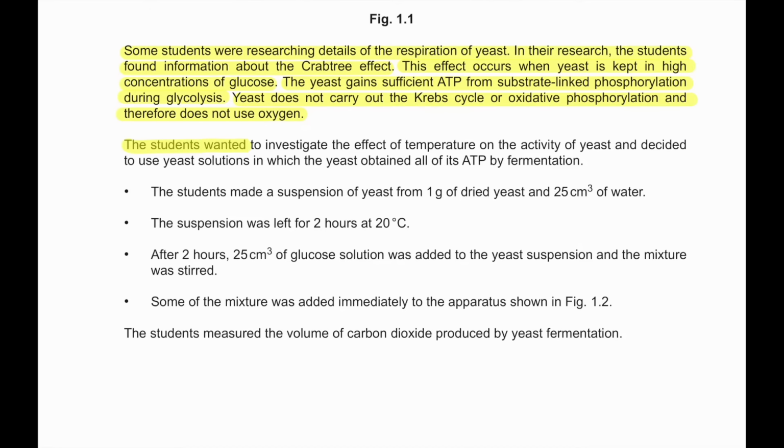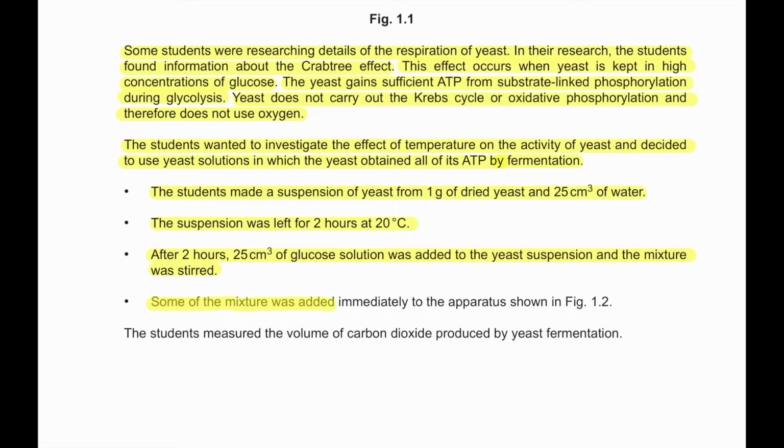The students wanted to investigate the effect of temperature on the activity of yeast and decided to use yeast solution in which the yeast obtained all of its ATP by fermentation. The students made a suspension of yeast from 1 gram of dried yeast and 25 cm³ of water. The suspension was left for 2 hours at 20 degrees Celsius. After 2 hours, 25 cm³ of glucose solution was added to the yeast suspension and the mixture was stirred.